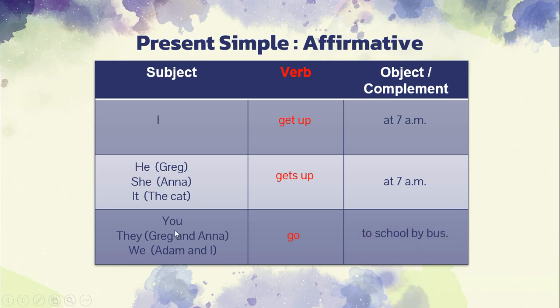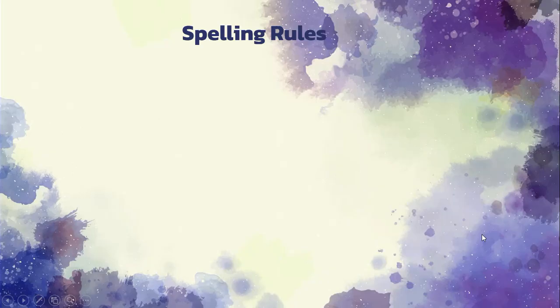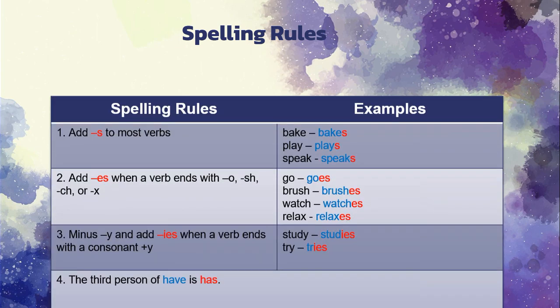You go to school by bus. They go to school by bus. We go to school by bus. Please take note here. We add s to verb when the subject is singular. Singular means one. Now, let's learn the spelling rules for adding s.